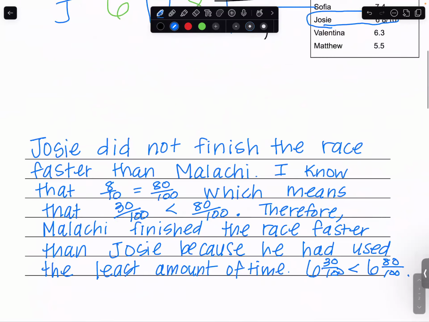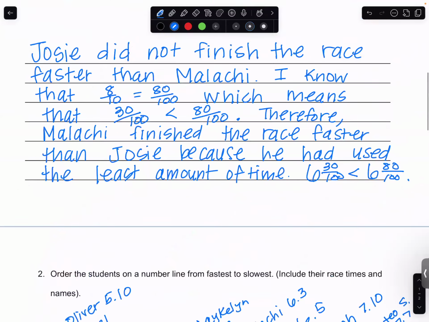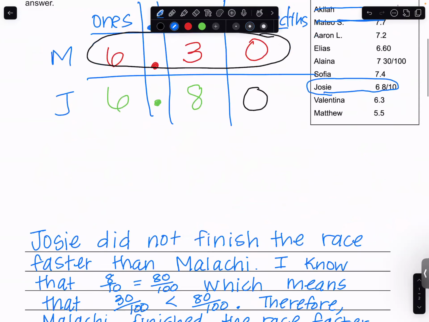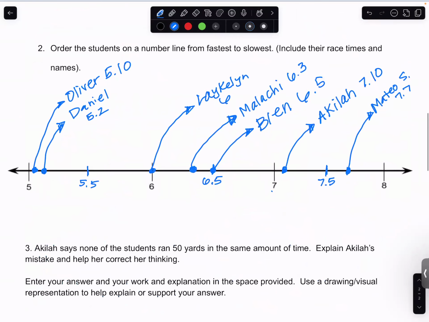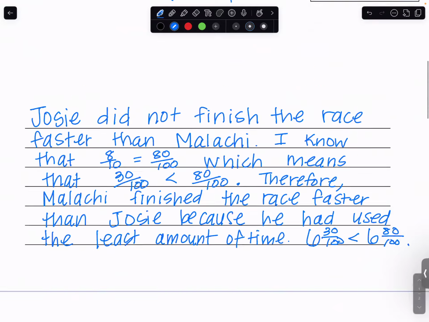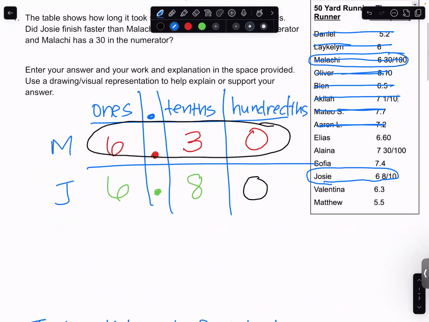Now we have Aaron Lemus, Aaron L. Aaron is 7 and 2/10. So that's closer to 7, which is after Akila. Aaron, 7 and 2/10. Okay, so we got Aaron.